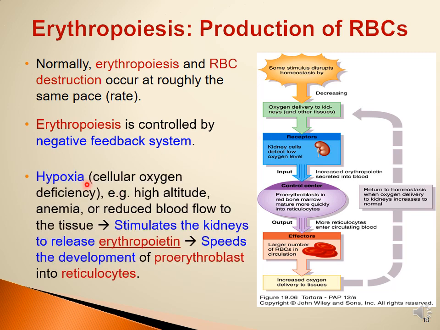So hypoxia, which is cellular oxygen deficiency, like living at high altitude, anemia, or reduced blood flow to the tissues or to the kidney, will stimulate the kidneys to release the hormone erythropoietin. Erythropoietin will be released in the blood, it will reach the red bone marrow, and there it will speed the development of proerythroblasts into reticulocytes that will be released into the circulation.